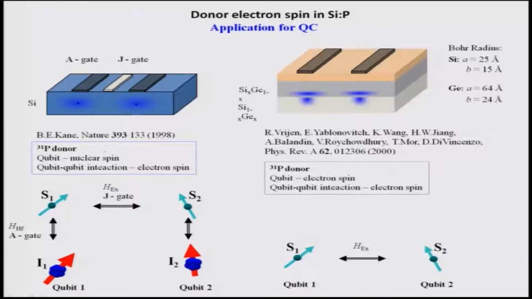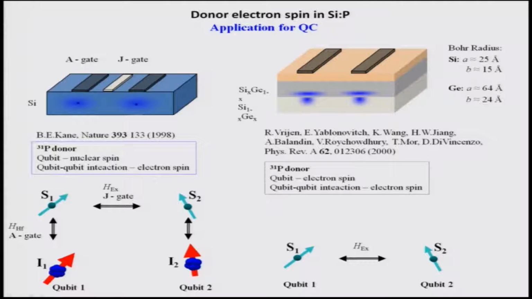One was Kane's work in Nature in 1998, followed by the work in Vrijen in 2000, where in both cases the donor is phosphorus-31, and the qubit therefore is the nuclear spin, and the qubit-qubit interaction is due to the electron spin.